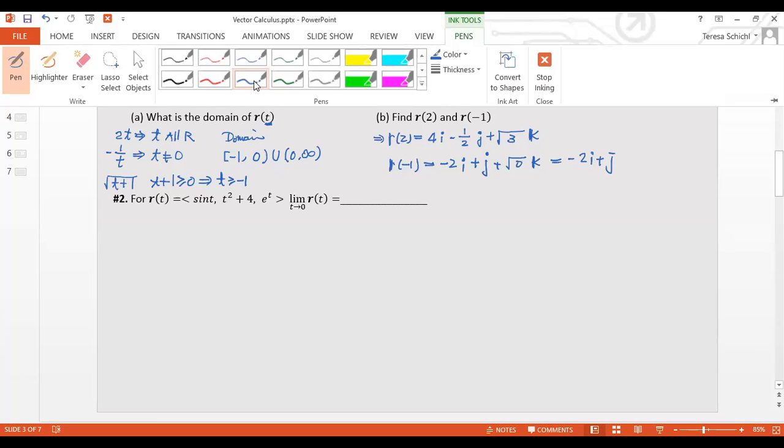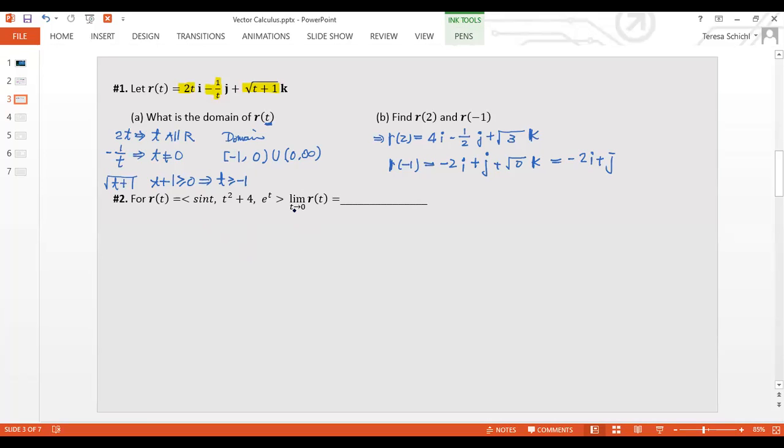How do we do this? Okay, so as t approaches 0, just like we did in Calculus 1, you put the limit into each component's function. So this is the limit as t approaches 0 of sine t. What is sine 0? It is 0, right? And then the limit as t approaches 0 of t squared plus 4. What is it here? It is 4. Then the limit as t approaches 0 of e^t, which is 1 here, right?